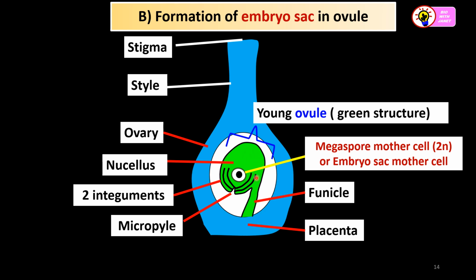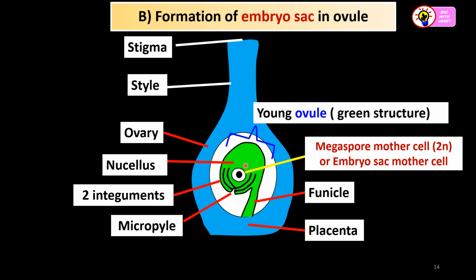Now the ovule is attached to the ovary through a stalk called the funicle. The funicle is a stalk which attaches the ovule to the ovary wall. Below the funicle there is a placenta. This is the area of attachment of the funicle to the ovary. The function of the placenta is similar to the placenta in humans. It supplies nutrients to the ovule through the funicle.